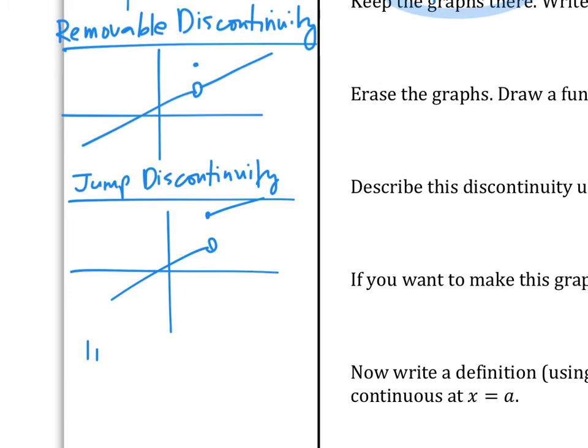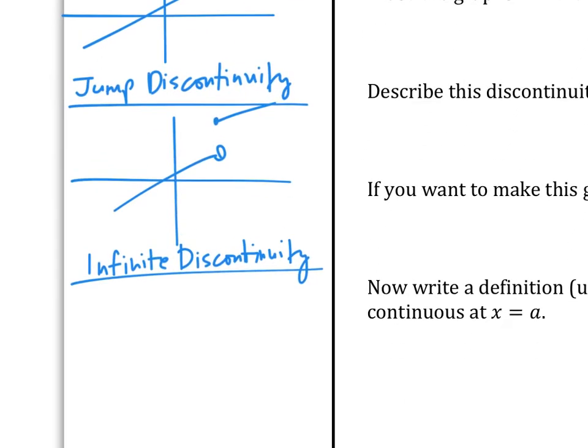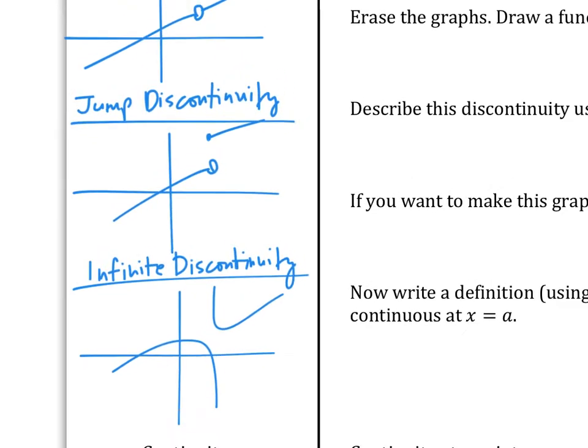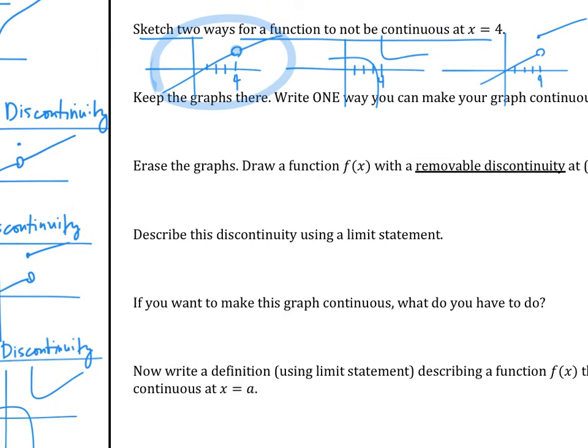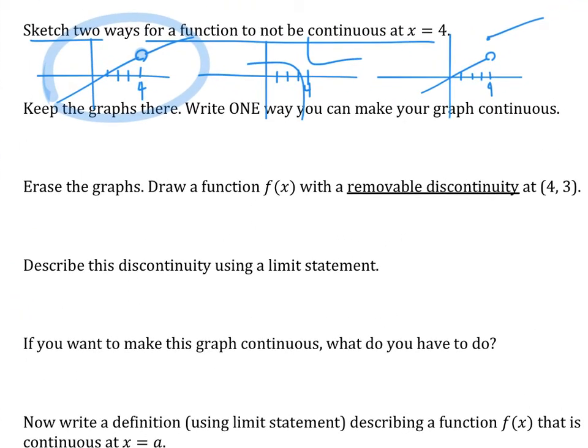And then the last one is the infinite discontinuity. Infinite discontinuity means that we have something like an asymptote. So this one we can never bring together. I'm asking you to draw a removable discontinuity at (4, 3), a graph that looks like that. So pause the video and give this a try.